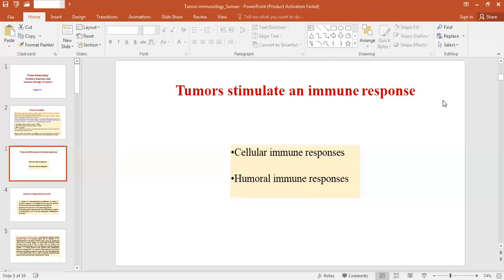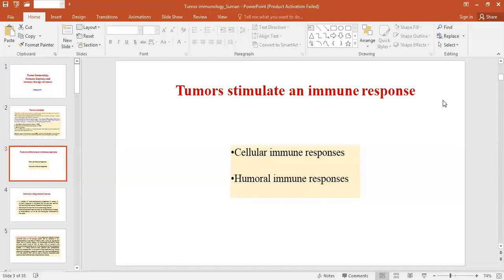They can also include the macrophages. So macrophages also play an important role in tumor response. Clustering of the macrophages around tumor cells is associated with tumor regression and seen in the cases of numerous cancers.